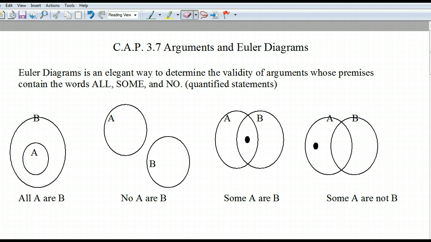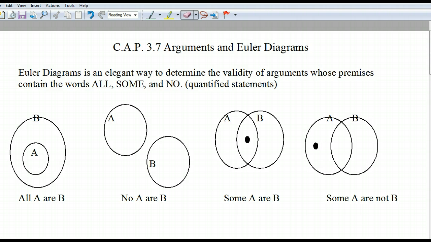The third diagram is some A are B. Do you guys remember what the definition for some is? Some is not all, but specifically. It means at least one. And notice that there's a dot in the middle of that. Some A are B. So there's at least one person or one thing that's in that region of that diagram.